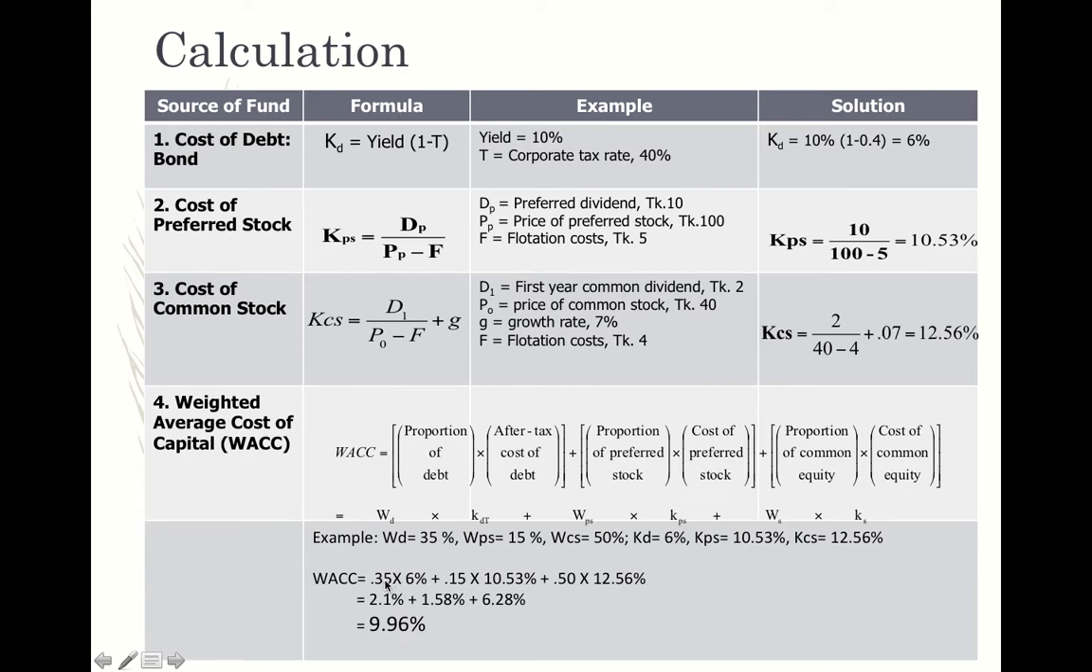So 35% debt means 0.35 multiplied by 6% cost of debt, plus 15% preferred stock means 0.15 multiplied by cost of preferred stock 10.53, and 50% common stock means 0.50 multiplied by cost of common stock 12.56%. If we calculate, ultimately we will see weighted average cost of capital is 9.96%. This means this is the overall cost of capital of the firm if we consider all the sources of fund.